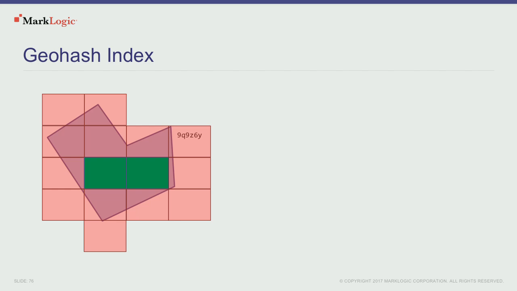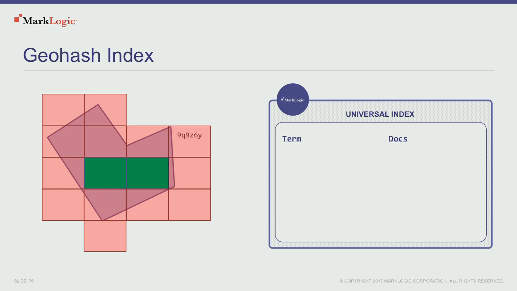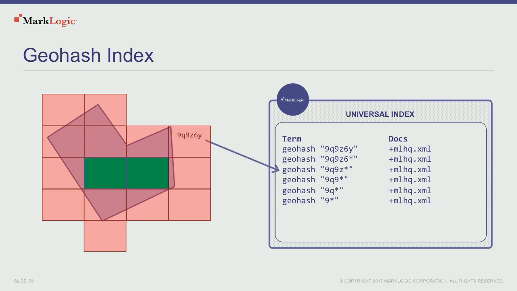So here we have an example of some geohashes. Each geohash will result in a term in the universal index. This term represents the fact that this document contains a region which has a geohash of 9Q9Z6Y. But we also insert some additional facts, which will come in handy later, related to that prefix property that I was talking about earlier. These are sort of like trailing wildcard terms for geohashes. These would be used to search for, for example, any geohash that begins with 9.